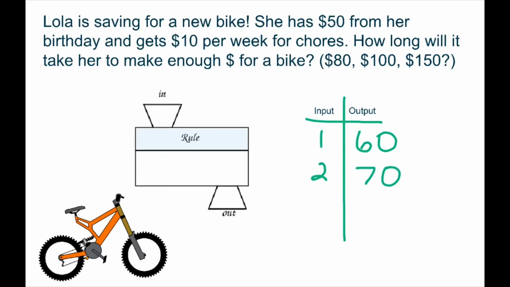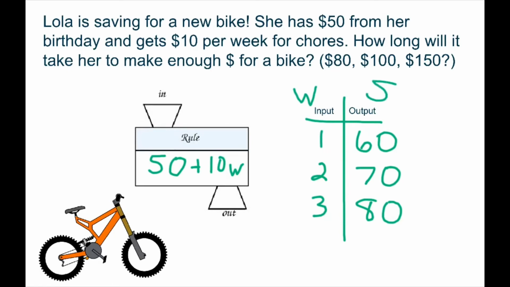Okay, let's look at week 3. She's got $50, but now she has 3 weeks of $10. So now she's up to $80. She can afford the cheapest one on her list. So let's think about what math we were doing. First, she started out with $50. And then what did we add every week? Plus $10 per week. So in this case, the week was our independent variable, and the money is the dependent variable.